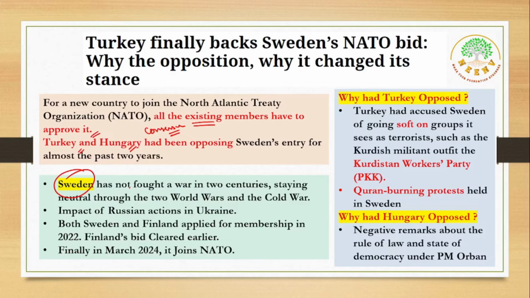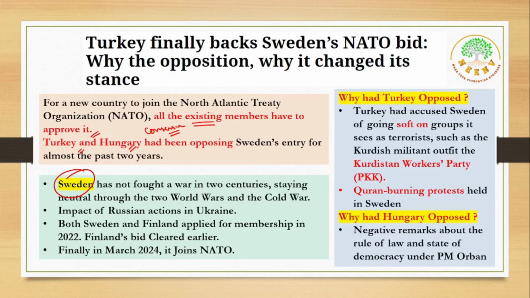But now Sweden is in a difficult position. Because of Russia's actions against Ukraine, Sweden will be forced to take sides for its own interests. Otherwise, in future, Russia can attack Sweden also. We never know. So that is why Sweden, which was neutral in the World Wars and during the Cold War, is now willing to join NATO for its own security and protection.